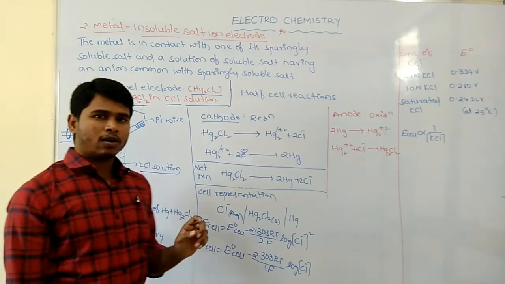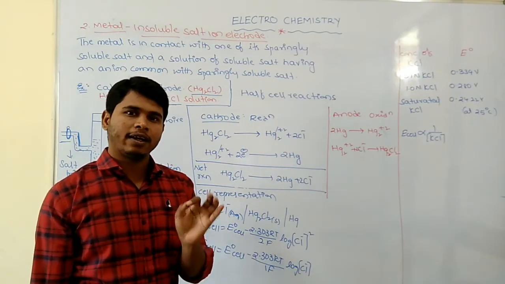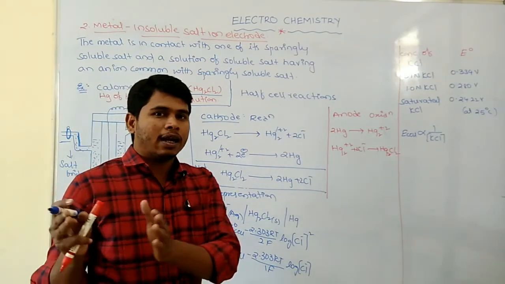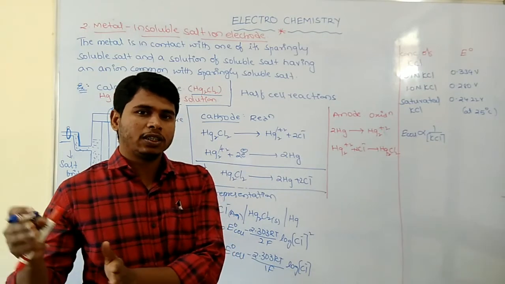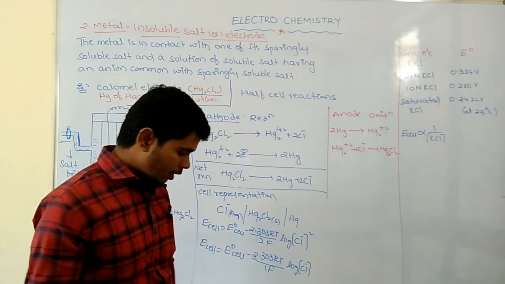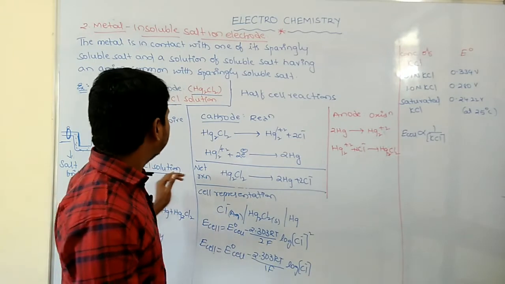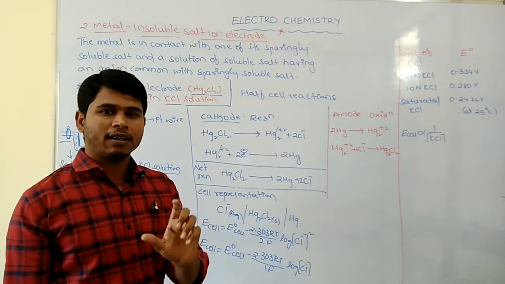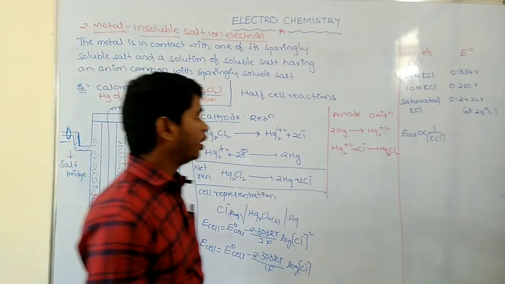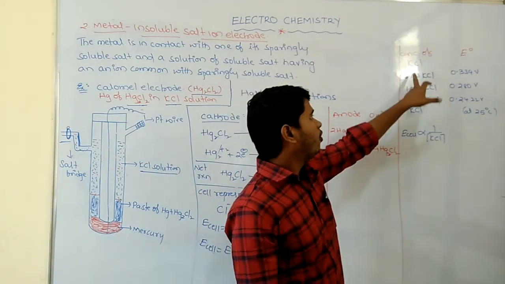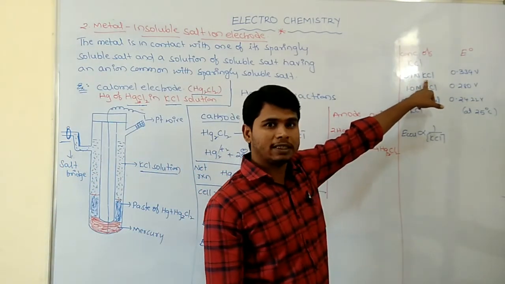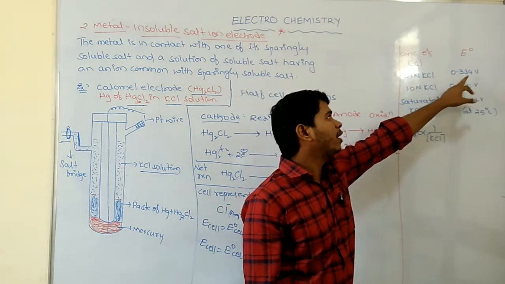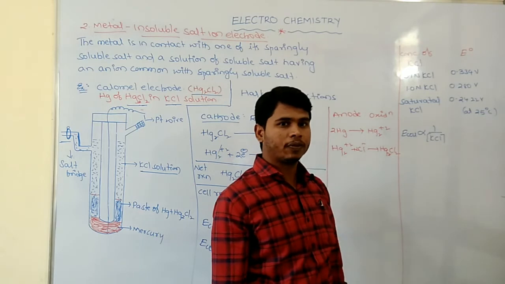This calomel electrode is also used as a secondary reference electrode. By using this electrode, the cell potential or the electrode potential of another half cell can be calculated. And here the cell potential depends completely upon the concentration of KCl solution, where if one normal KCl solution is taken, then the electrode potential will become 0.33 volts.